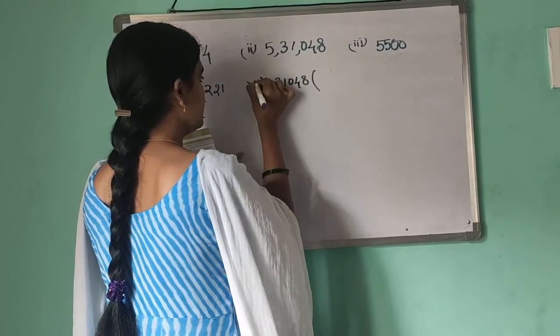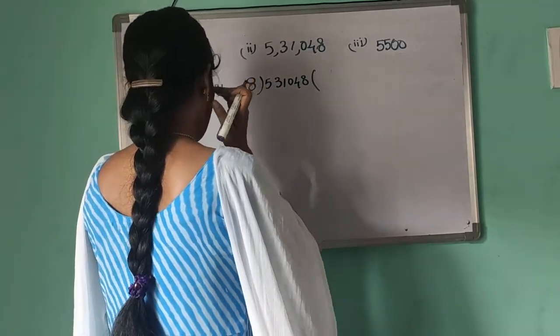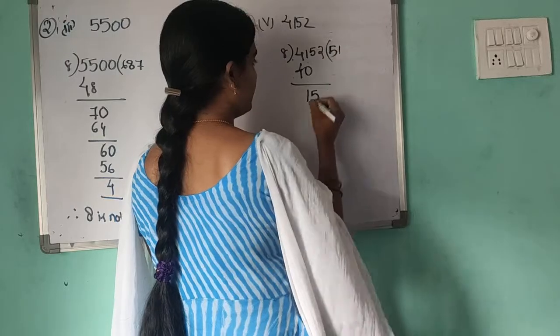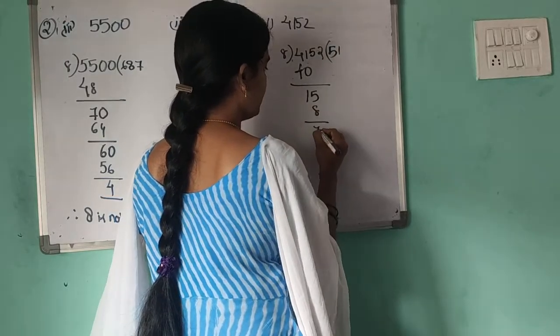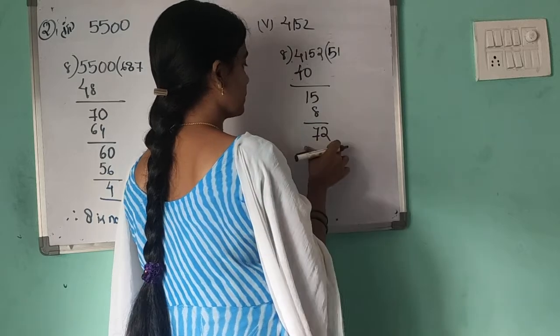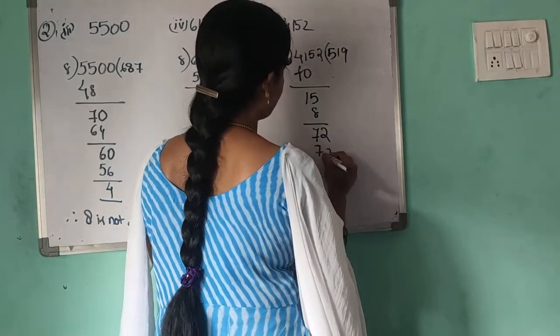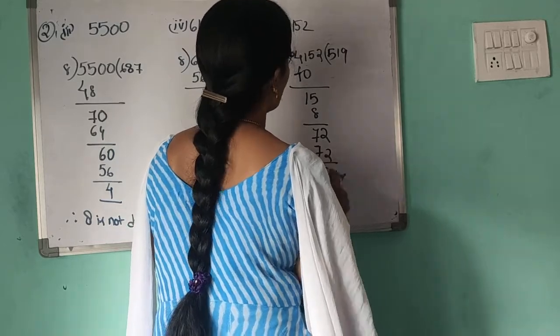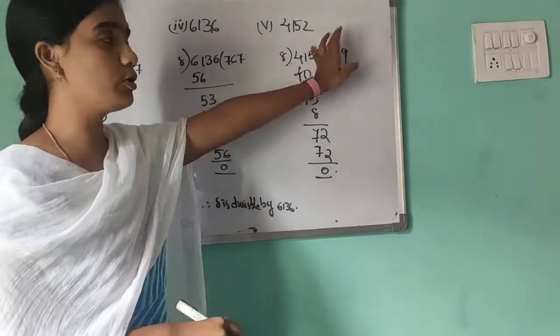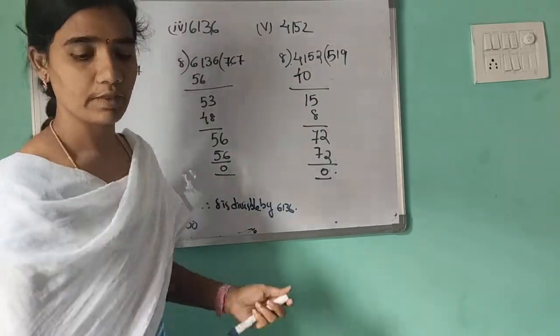531048. Is this number divisible by 8 or not? Let's see. 1 8 is 8. Remainder is 7 2. How many times? 9 times. 9 8s are 72. Remainder is 0. So 531048 is divisible by 8. How many times? 519 times.